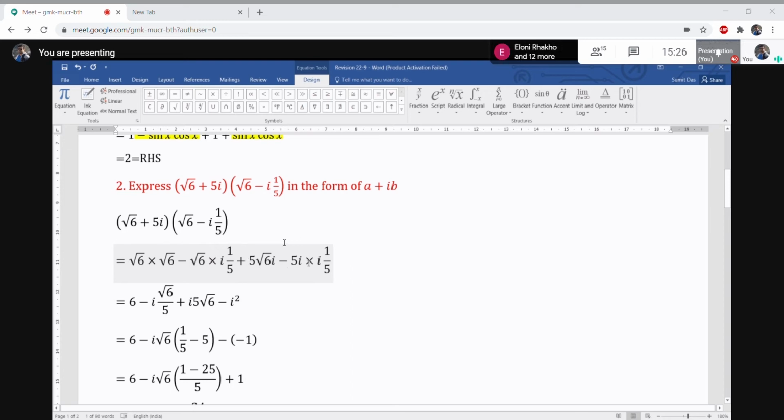Then here you can see the last part, 5 and this 5 will cancel. What will remain? i and i. So i and i is i square. So the last number is minus i square. Now 6 will not change.